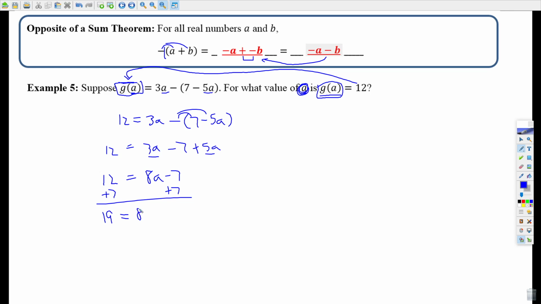So we get 19 equals 8a, divided by 8. So we get what? A equals a little over 2. 2.375. And that would be your final answer. In this particular case, we did not have any fractions, so we didn't have to find a least common multiple. We're just practicing using the distributive property when there's a negative sign on the outside. You could have also put a -1 if that's easier for you, that's fine as well.